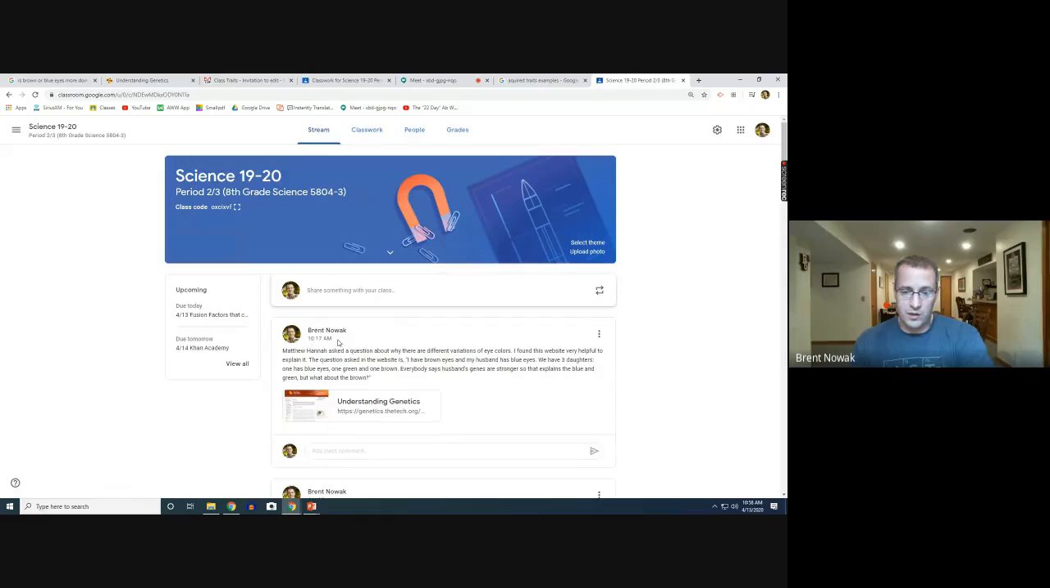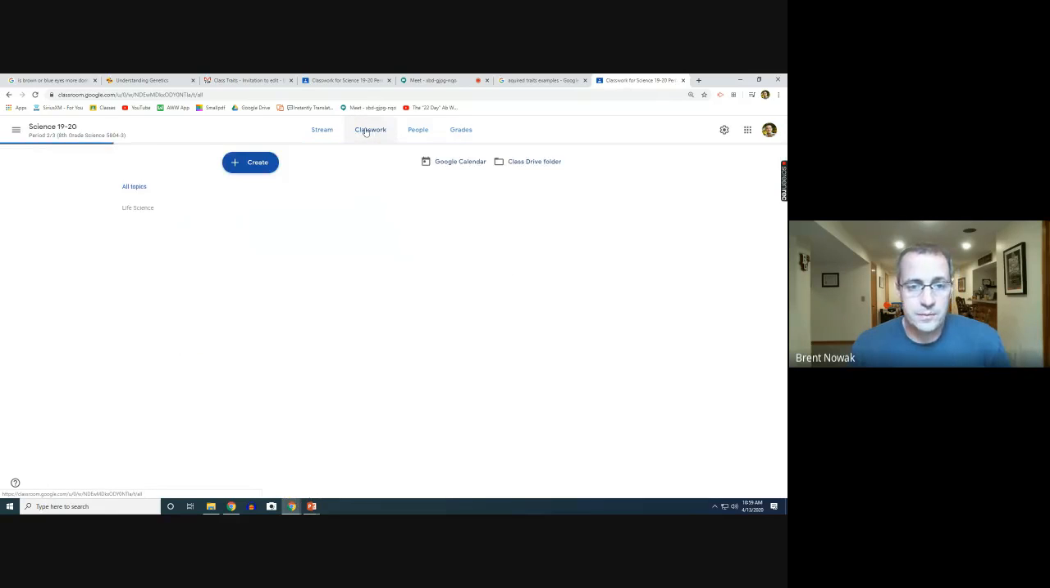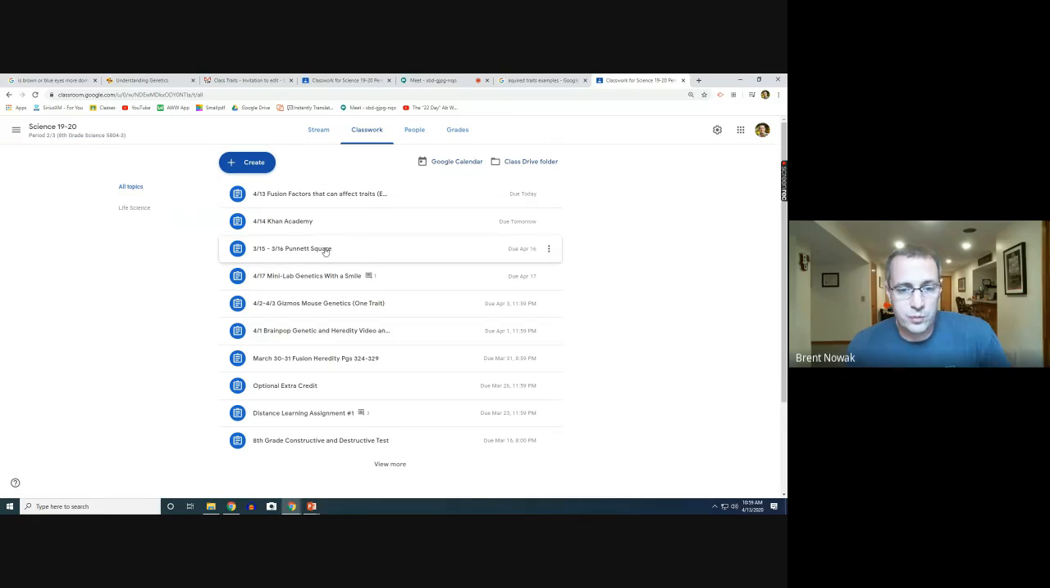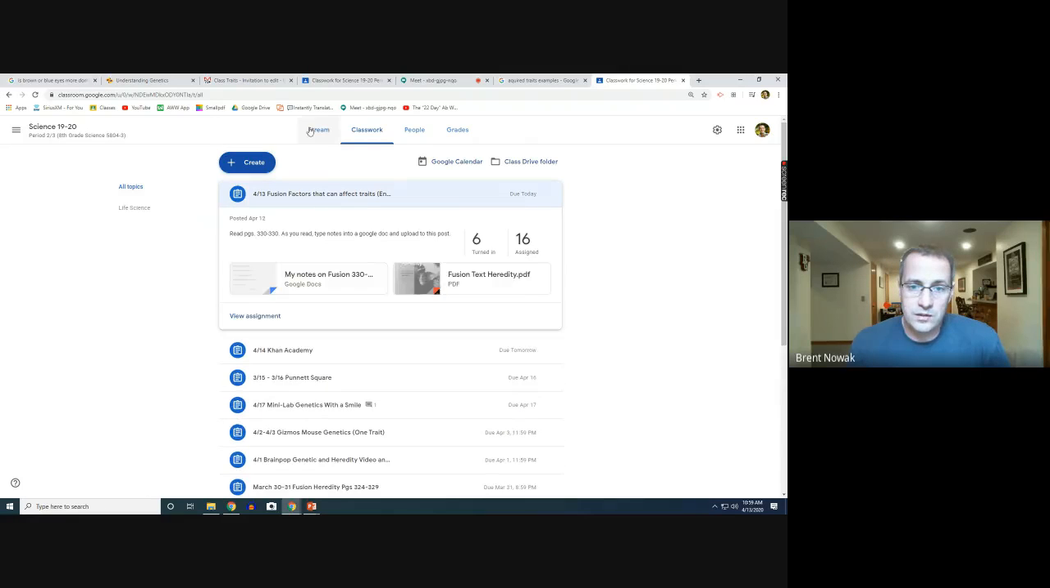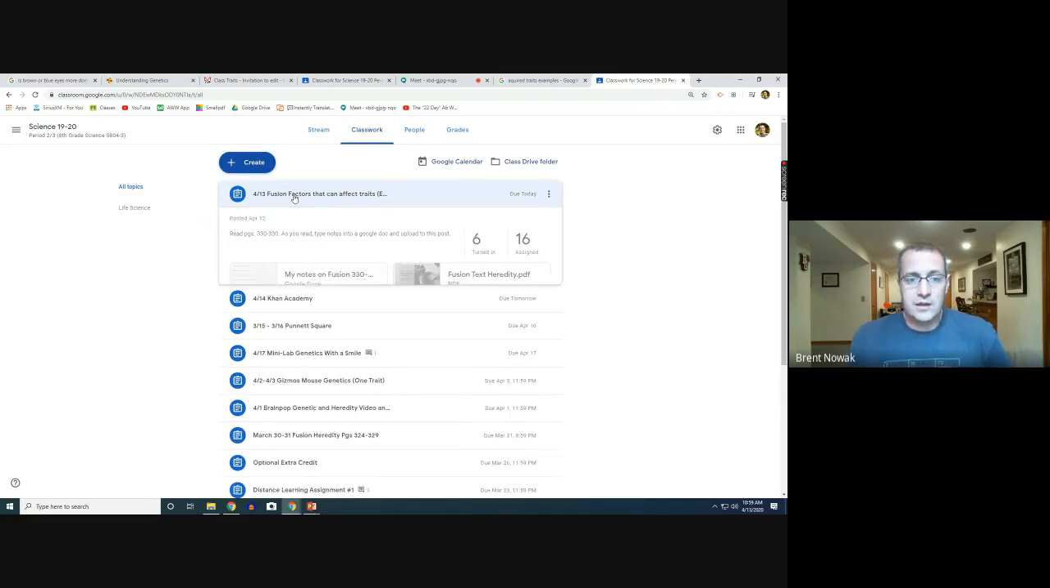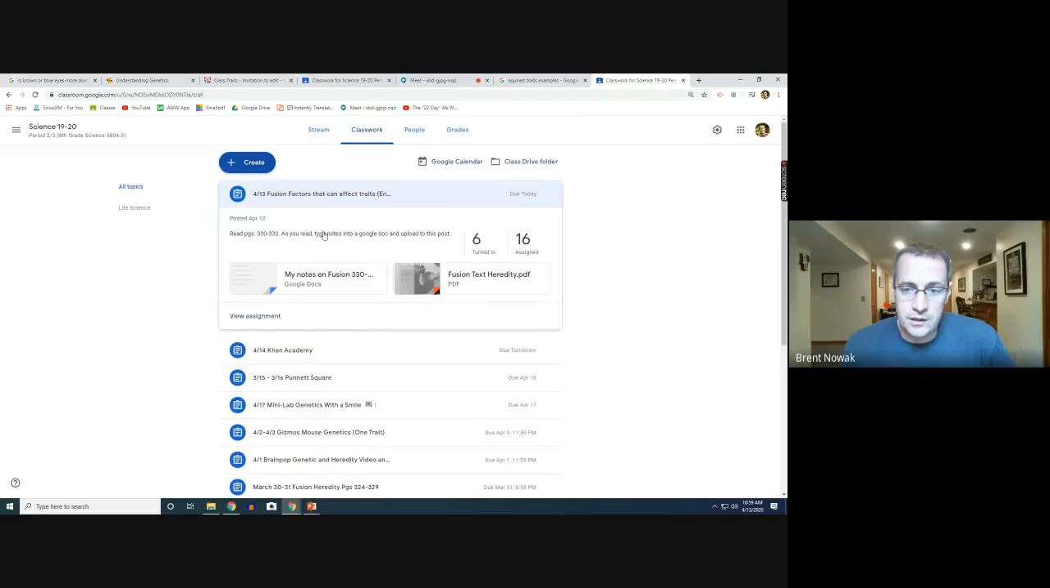Here's the post that Matthew asked about understanding different eye color, and that's a great link. If you have a chance later, it might be worth checking it out. You can see that I posted all the classwork for the rest of the week, and today's the 4/13, so here's our work today. And if you'd also join me here.